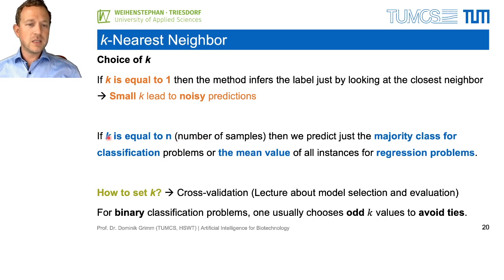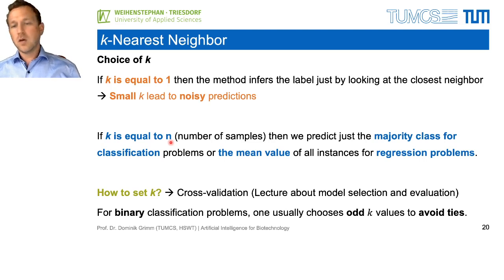So if k is equal to n, we only look at how many patients got sick and how many patients are healthy, and then we predict that the new data point has to be healthy, because more than half of the patients are healthy.